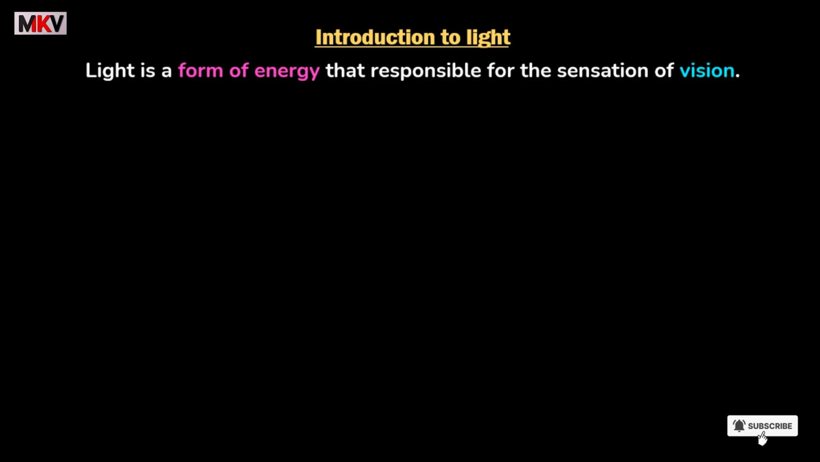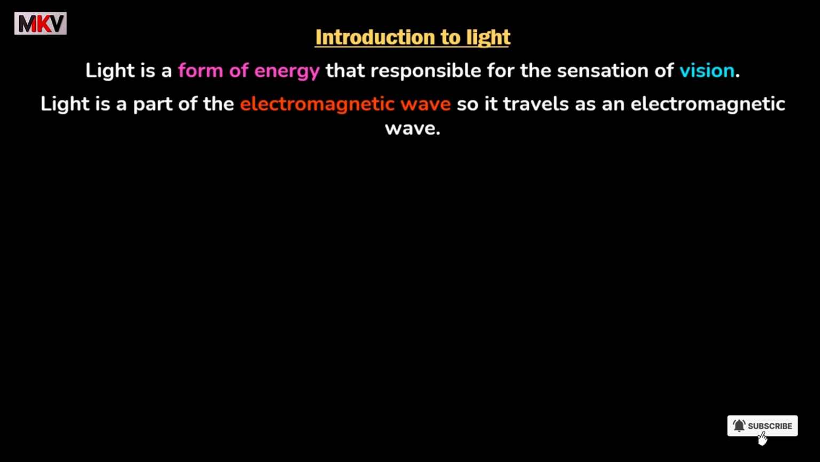So we are looking at light, its introduction under optics, and some properties of light and how light interacts with matter. So let's look at the introduction of light. Light is a form of energy that is responsible for the sensation of vision. So light helps us to see, it enables us to see. And light is a part of the electromagnetic wave, so it travels as an electromagnetic wave.